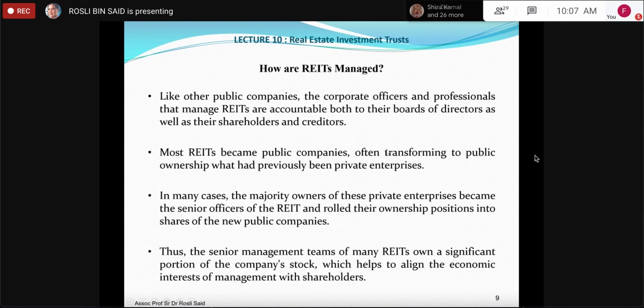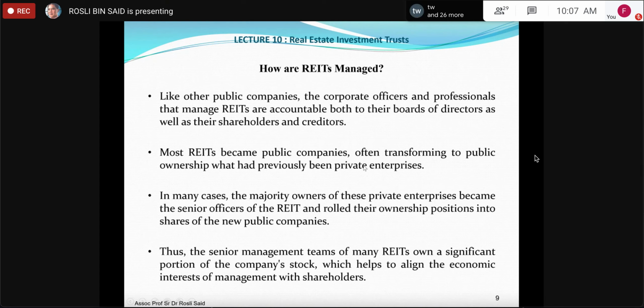Like other public companies, the corporate officers and professionals that manage REITs are accountable both to the board of directors as well as the shareholders and creditors. Just like an ordinary corporation, the board of directors will appoint the management team, and then the management team will appoint the employees in order to run the REIT company.